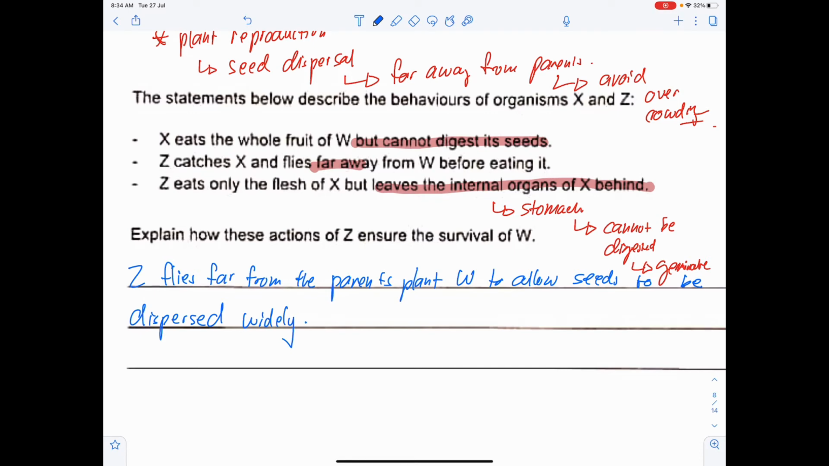This reduces overcrowding. Please don't tell me compete for food. It's a plant. It makes its own food. Okay?